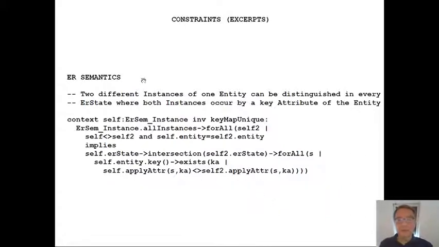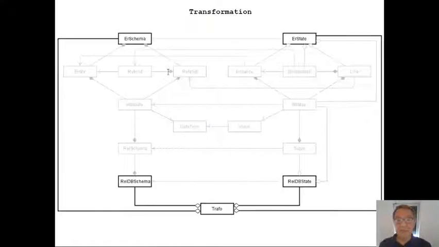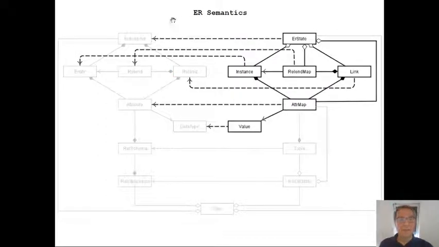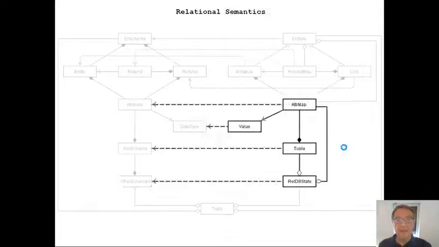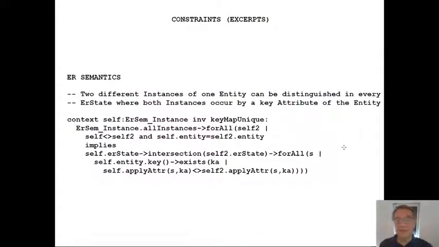Well, a constraint for the ER semantics part. The ER semantics part, that was this here. We have instances and we have links which live in an ER state, and the instances are typed by an entity, and the links are typed by a rel-ship. And the constraint says here in the ER semantics part: two different instances of one entity can be distinguished in every ER state where both instances occur by a key attribute of the entity.